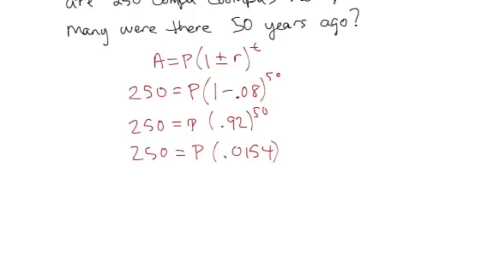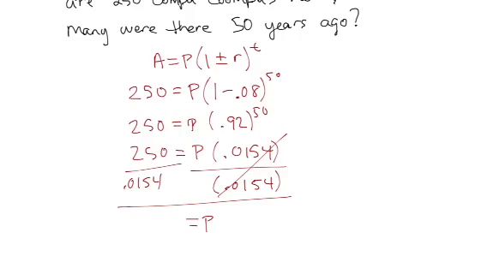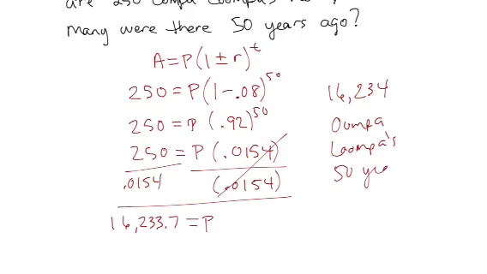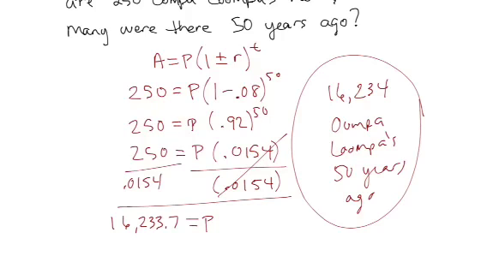Now, p times 0.0154, and I want to find p, so I'll divide both sides by 0.0154. The 0.0154s cancel, and I'll be left with my p, my initial value. So 250 divided by 0.0154 gives me a pretty large number, 16,233.7. But since this question is about Oompa Loompas, we can't have 0.7 of an Oompa Loompa. So that means I would estimate there to be about 16,234 Oompa Loompas 50 years ago. That would be a solid answer for a question like this.